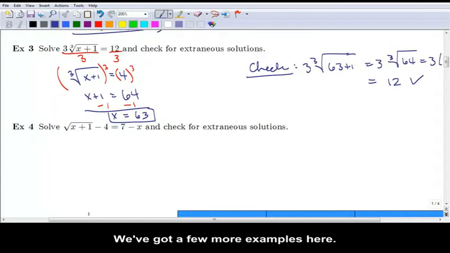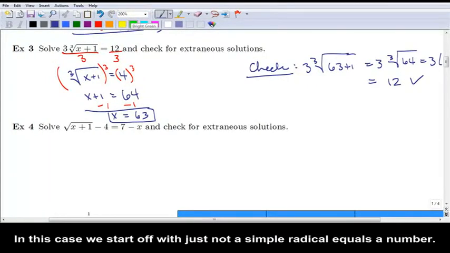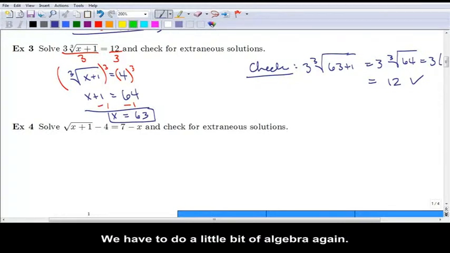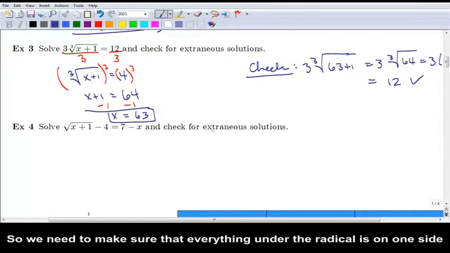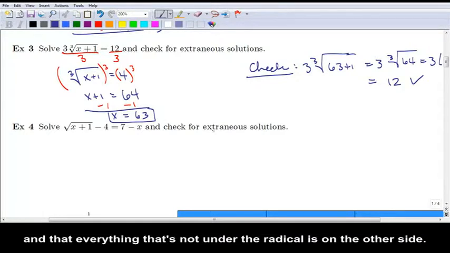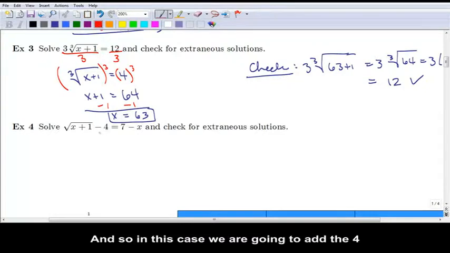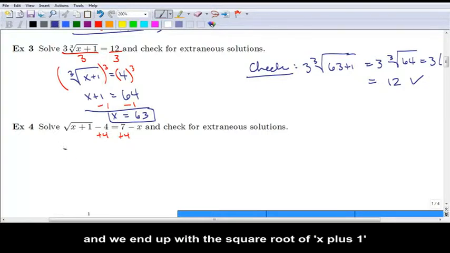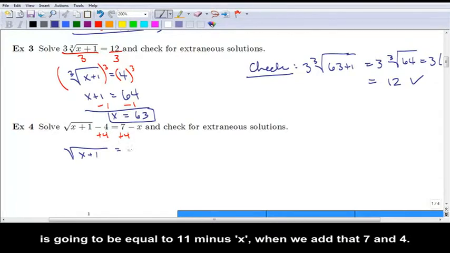We've got a few more examples here. In this case, we start off with just not a simple radical equals a number. We have to do a little bit of algebra again. So we need to make sure that everything under the radical is on one side, and that everything that's not under the radical is on the other side. So in this case, we are going to add the 4, and we end up with the square root of x plus 1 is going to be equal to 11 minus x when we add that 7 and 4.